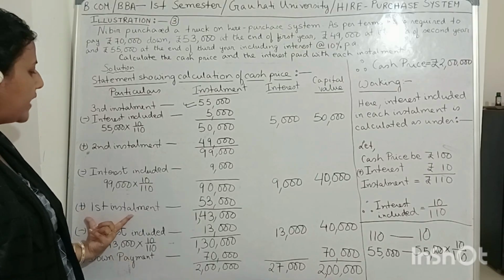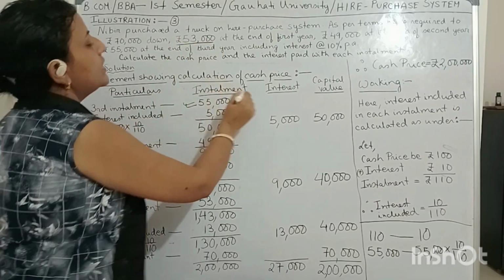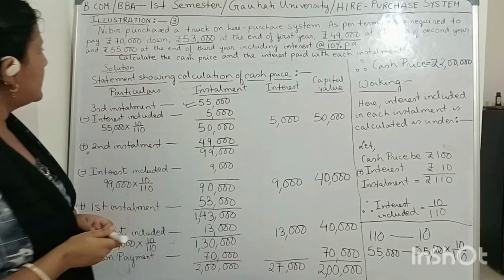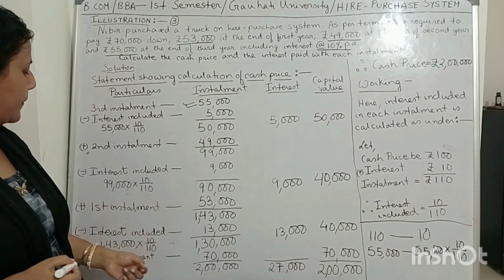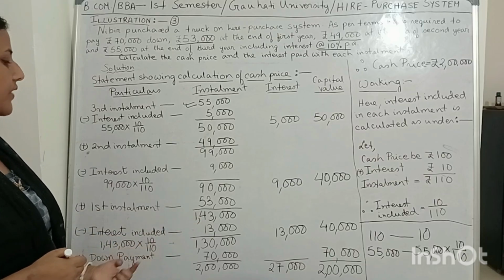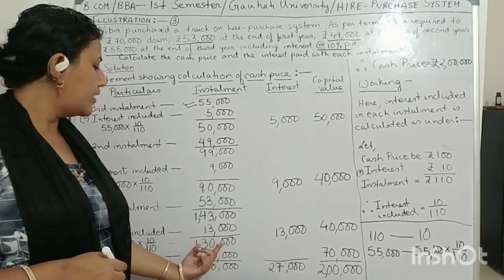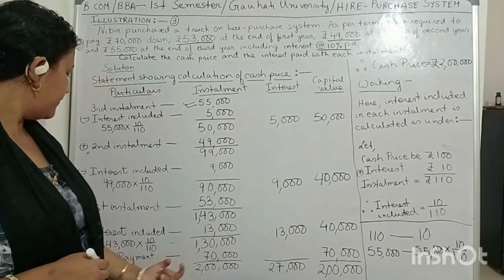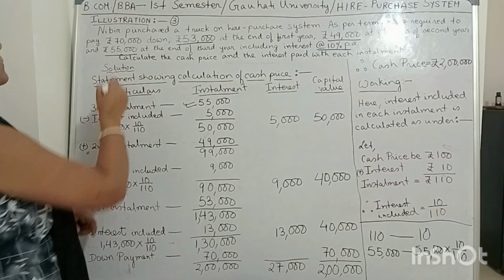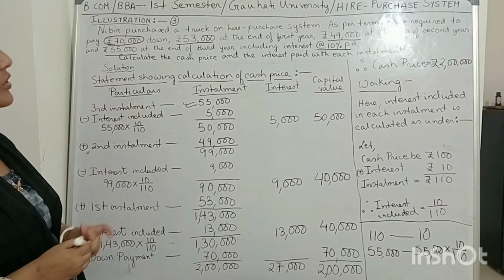Then again you have to add the first installment. The first installment is 53,000, you see here. You take that 53,000, add it up, and you get a figure. On this figure you have to take out the interest, which is 10 divided by 110. So 13,000 is the amount of interest. Then you take out the balance, and with this balance you have to add the amount of down payment. 70,000 is the amount of down payment.